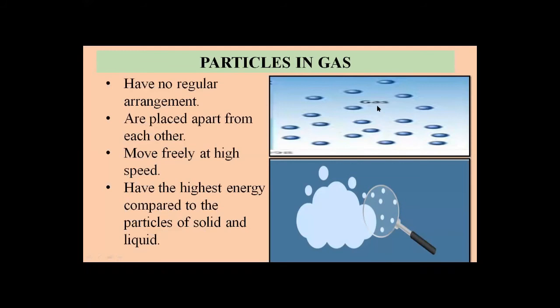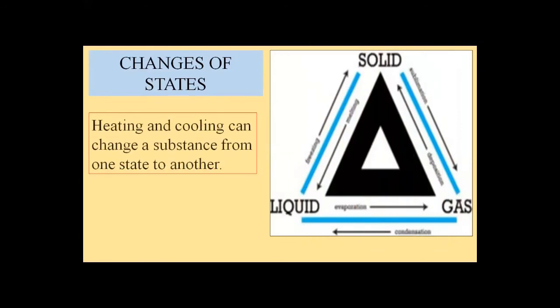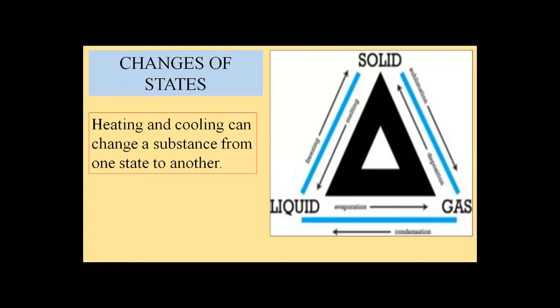Okay, now move to the next slide. Changes of states of matter. Heating and cooling can change a substance from one state to another. Water, when kept in the freezer or refrigerator, turns into ice, and ice, if heated, will again change into water. Water, when heated, changes into steam. When steam is cooled down, it changes back to water. This changing between solid, liquid, and gas is called the changing of states of matter.